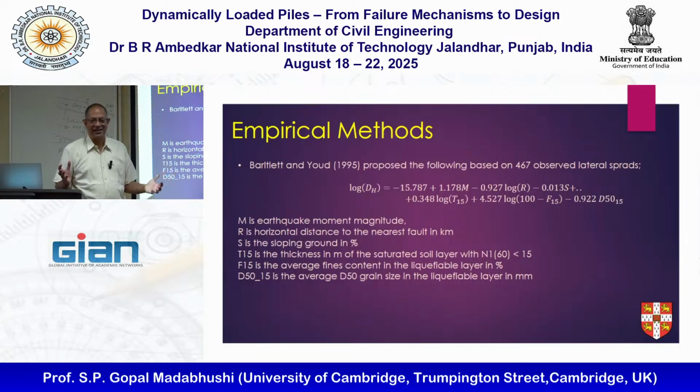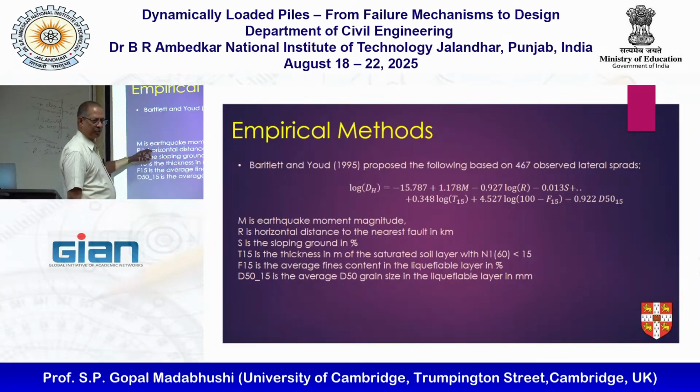It's just a correlation. When you do statistics like this, I get a bit upset. That is because they're not showing any understanding of what's going on. I'm not saying this is as random as stock market variations, but you can see they picked up some reasonable things like the earthquake magnitude, moment magnitude. R is the horizontal distance to nearest fault. S is the slope. This is clearly important. S is important. M probably is important.